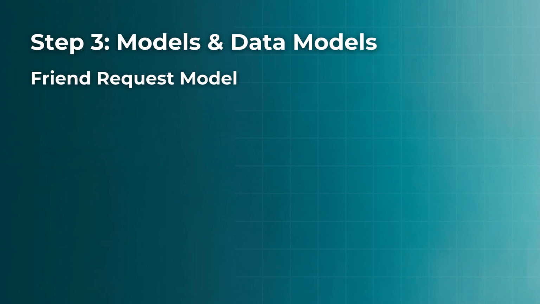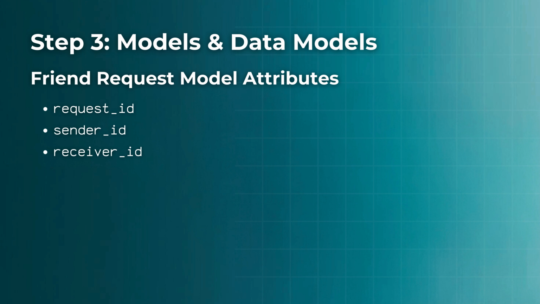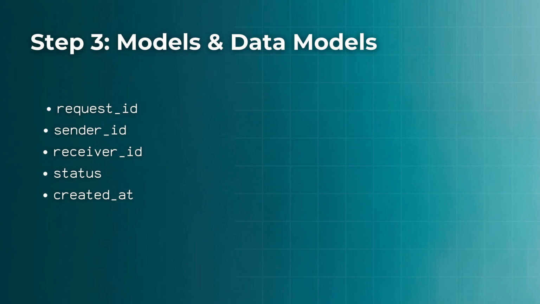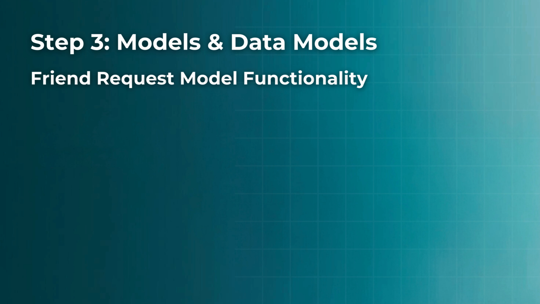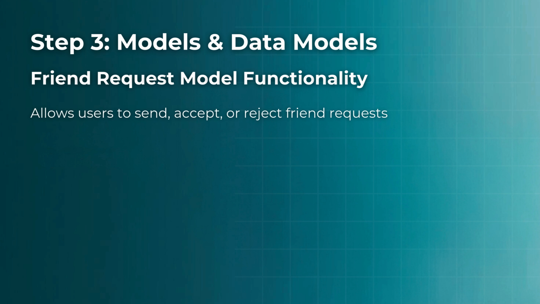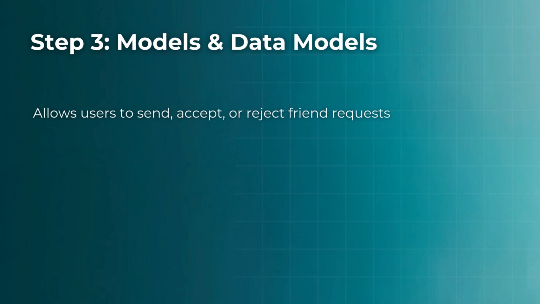Let's discuss friend requests. The friend request model is used to track friend requests sent between users. The main attributes for this model are a unique identifier for the request, who sent the request, who received the request, the current status of the request, such as pending, accepted, or rejected, and when the request was made. The main functionality for this model is to allow users to send, accept, or reject friend requests.